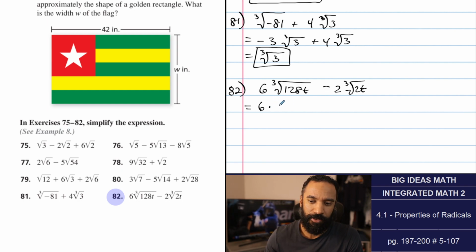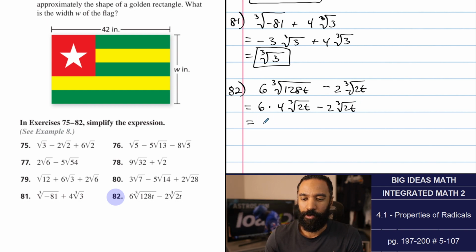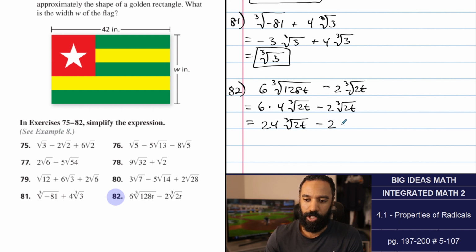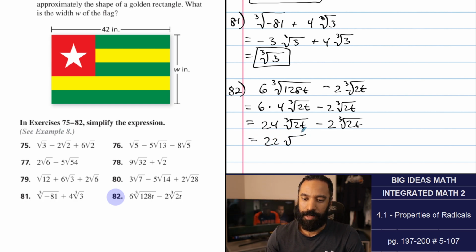So let's write some of this out. 4 times the cube root of, what was it, 2t minus 2 times the cube root of 2t. 6 times 4 is 24. So we get 24 times the cube root of 2t minus 2 times the cube root of 2t. Okay. 24 minus 2 is 22. 22 times the cube root of 2t.